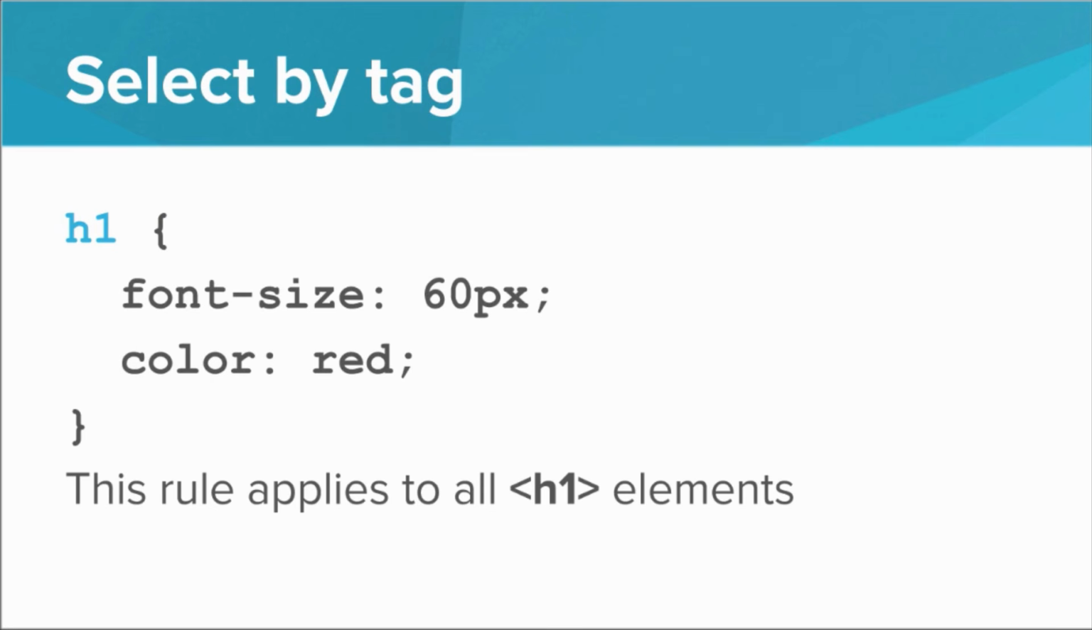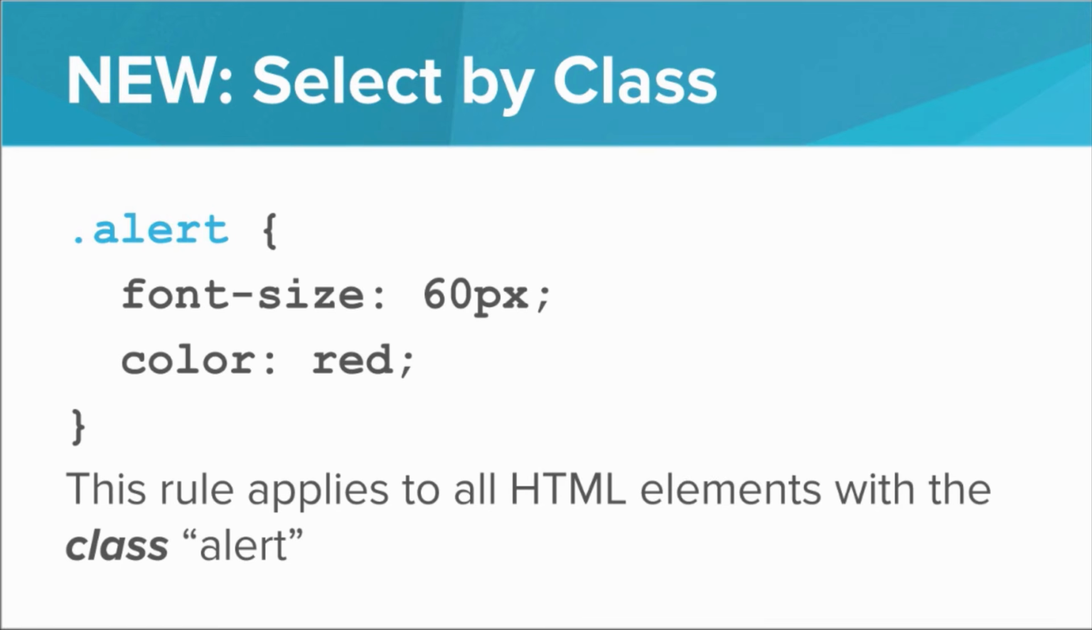Now we've seen selecting by tag. If we put a tag name for our selector, this rule will apply to all elements with that tag. So for example, this rule applies to all h1 tags. This rule applies to all p tags. But another way to select using CSS, rather than selecting by tag, we can select by class. So this rule will apply to all HTML elements with the class alert.